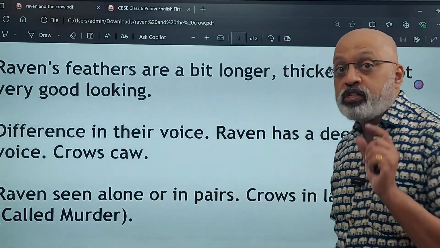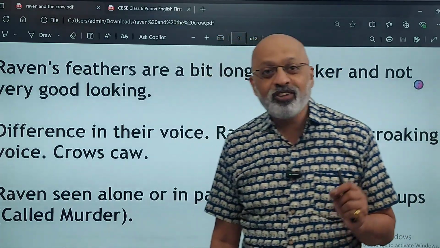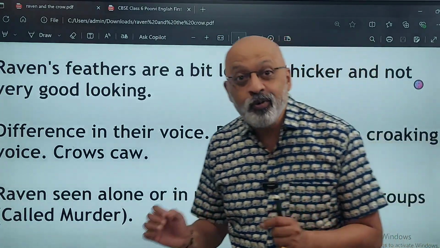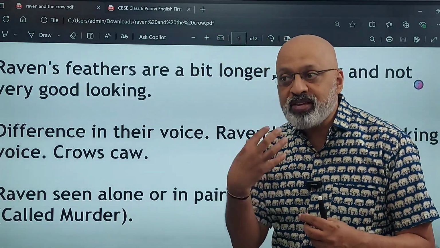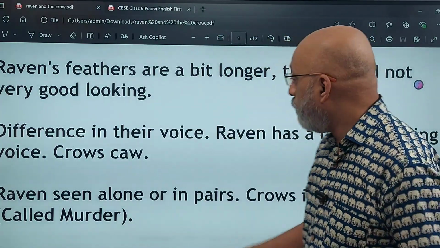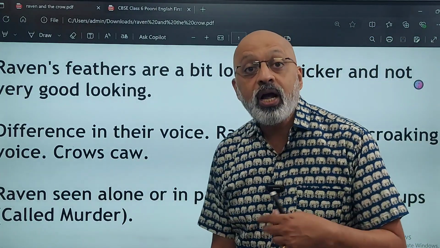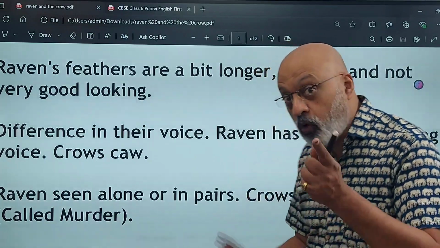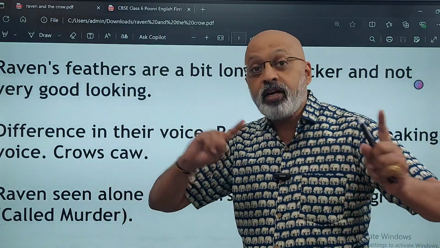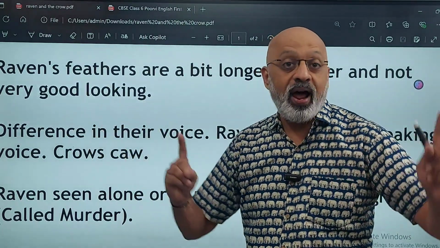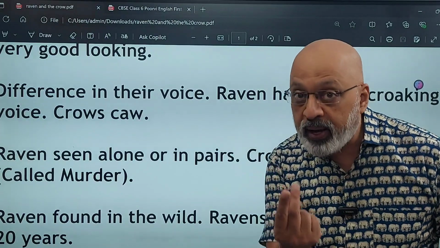There is a difference in their voice. What is the sound that a crow makes? I'm sure all of you know that. Cow, cow, cow, right? So that's how the crow makes a noise. But the raven has a croak, which means it is a more rough sounding voice. So they are known as a deeper croaking voice, whereas crows go cow, cow, cow. So the voices are different. So you see, even though they are members of the same family, there are so many differences between a raven and a crow. Raven is generally seen alone or at best as a pair.